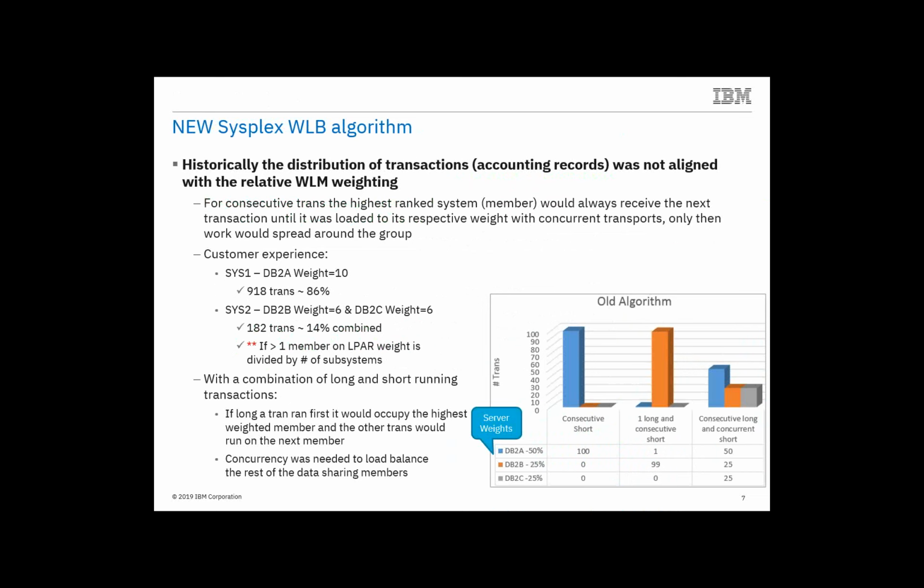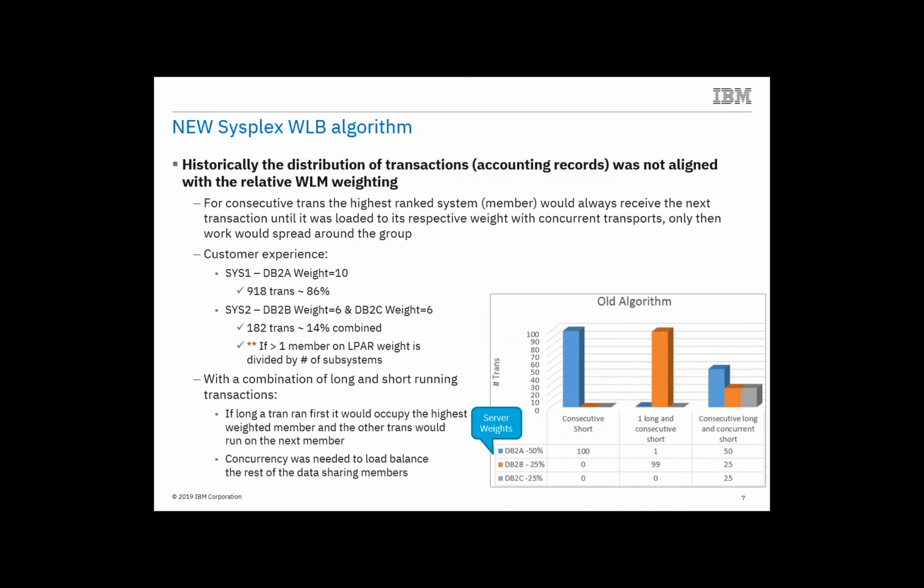So if we had one long transaction and a bunch of shorts, the long transaction would land on the first member, and as long as it kept going, we would start running all the workload, the short transactions, on the second member, and so on. So it's just with a mix of all these that we'd end up with a good example, which is on the far right, which is what, in development, they'd seen in their test case.